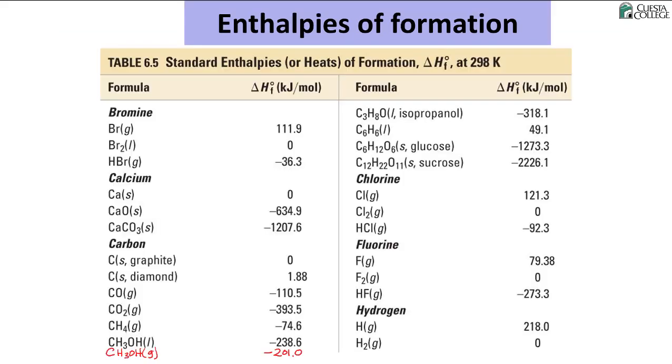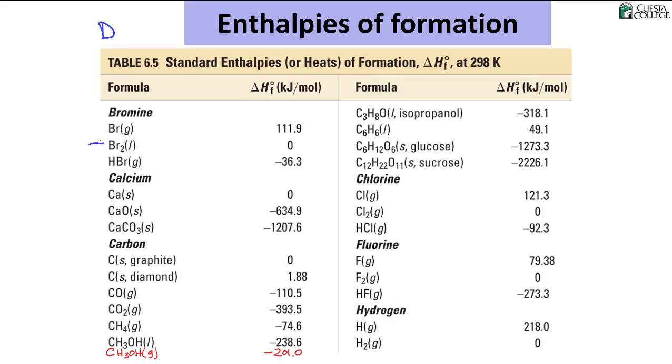Where are you going to find those enthalpies of formation? Well, there's a table in chapter 6 of your text that has a limited number of delta HF values, or enthalpies of formation, for certain substances. There's also a much more detailed appendix. It's Appendix D in the back of your book. Let's just take a look at this table quickly.